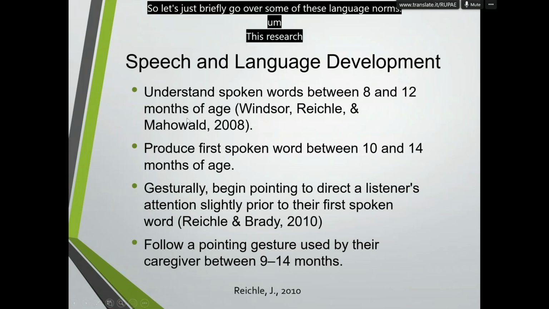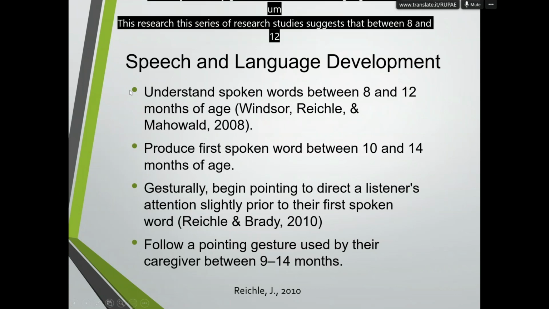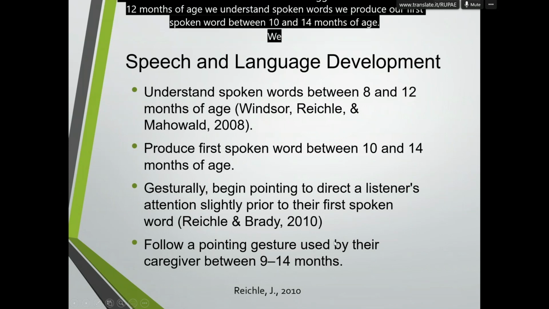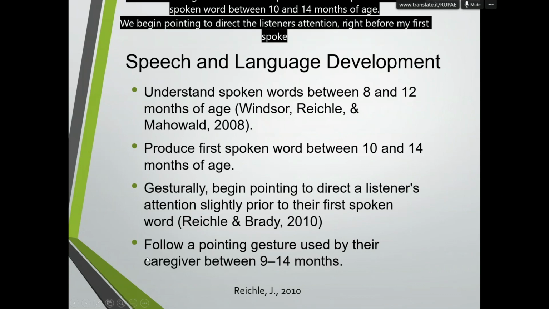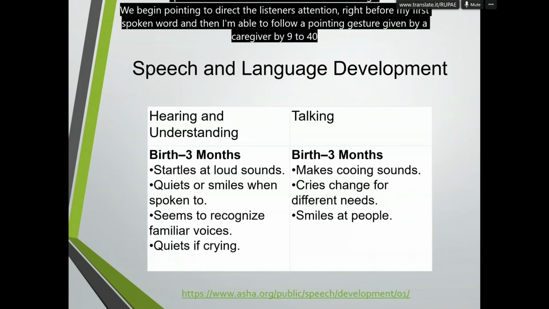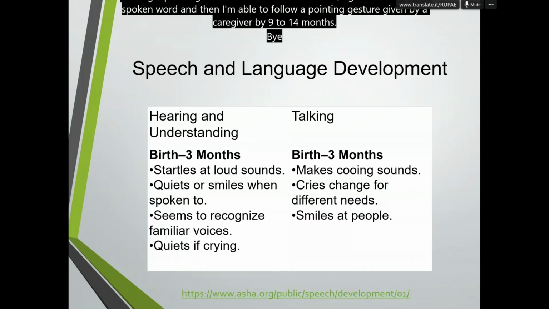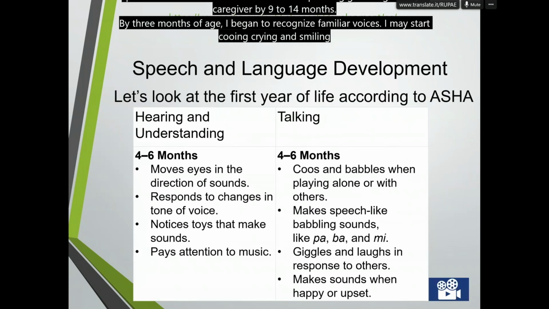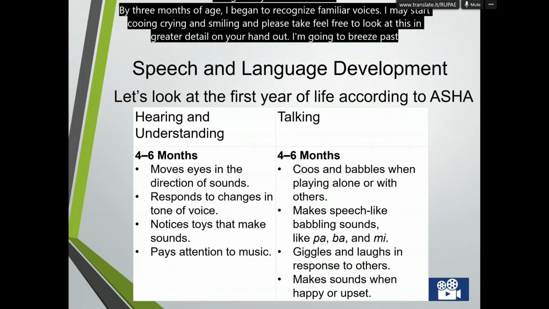This series of research studies suggests that between 8 and 12 months of age, we understand spoken words. We produce our first spoken word between 10 and 14 months of age. We begin pointing to direct the listener's attention right before my first spoken word, and then I'm able to follow a pointing gesture given by a caregiver by 9 to 14 months. By 3 months of age, I begin to recognize familiar voices. I may start cooing, crying, and smiling. And please feel free to look at this in greater detail on your handout. I'm going to breeze past these so we can get to strategies.